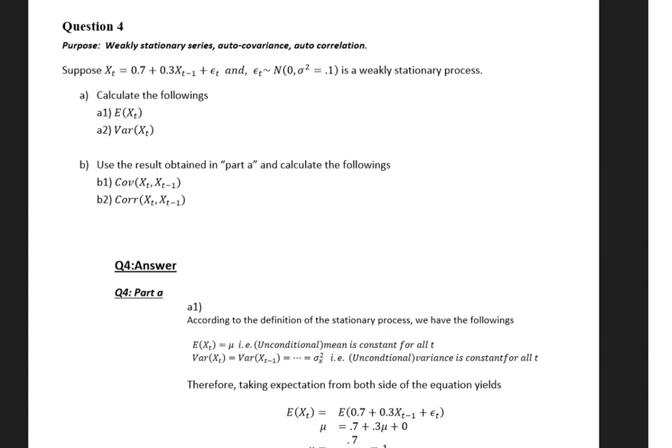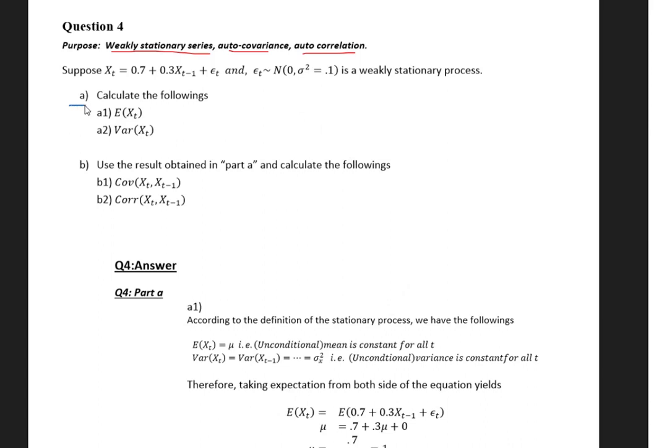Exercise set A, question 4. For this question, it is important that you know the definition of a weakly stationary series. And of course, you need to know what is autocovariance and autocorrelation. If you know these two definitions, it's going to be very easy to do this question.